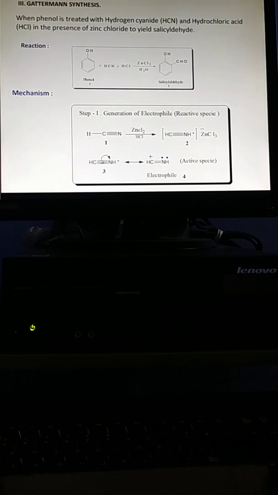there is a rearrangement of electrons. The triple bond electrons move towards the nitrogen, leaving this carbon electron deficient. Okay, so this is structure 4. Here we have this C plus, which is electron deficient, with a double bond to NH, and two lone pair electrons on the nitrogen. So this structure 4 is the electrophile, which is the reactive species.